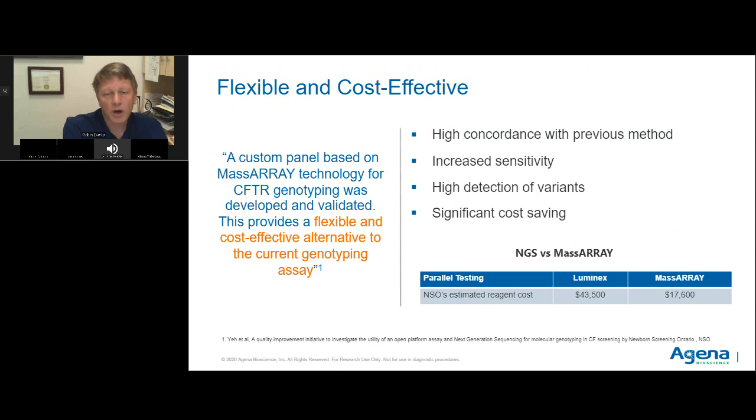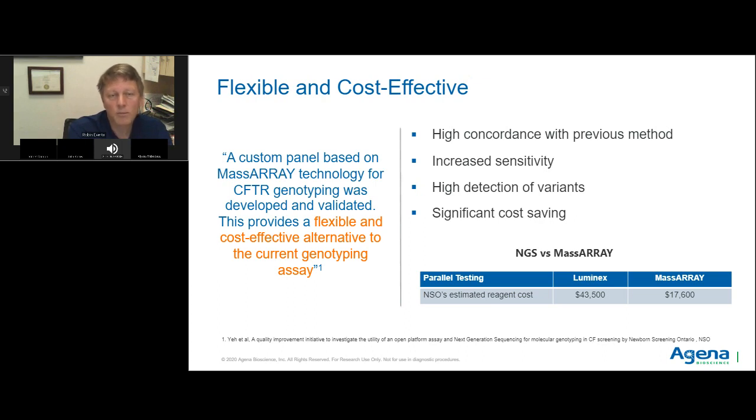So here's an example of a group in Ontario that were using the Luminex platform before, and they switched over to our platform. They created a custom panel for CF genotyping, and they actually quoted us as being a very flexible and cost-effective alternative to their current genotyping assay. They had a very high concordance with the previous method. They had an increased sensitivity.